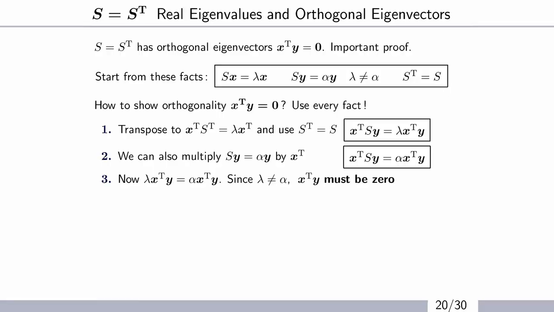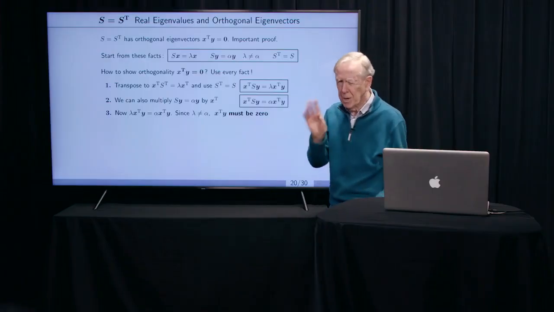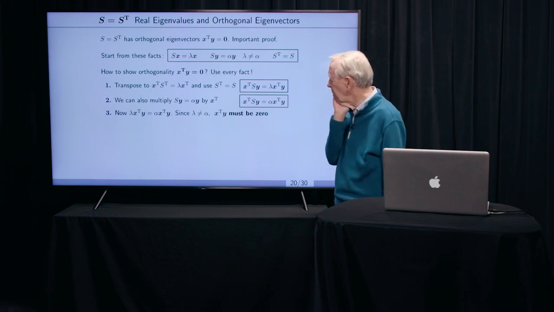And here I've included a proof. Do you want a proof that the eigenvectors are perpendicular? So what does perpendicular mean? It means that x transpose times y, the dot product, is 0. The angle is 90 degrees. The cosine is 0. How to show that? Yeah, proof. You can tune out for 2 minutes if you hate proofs.